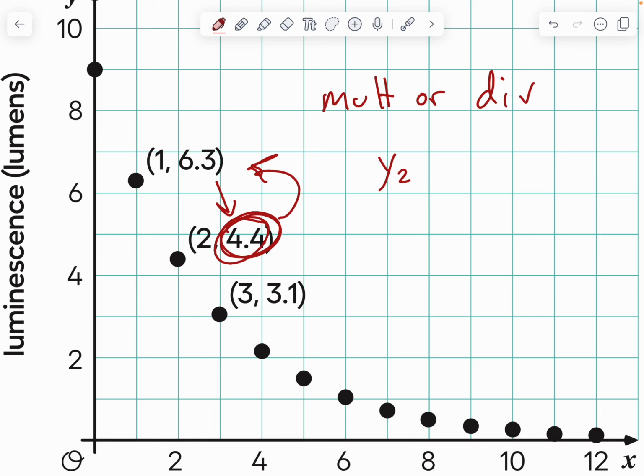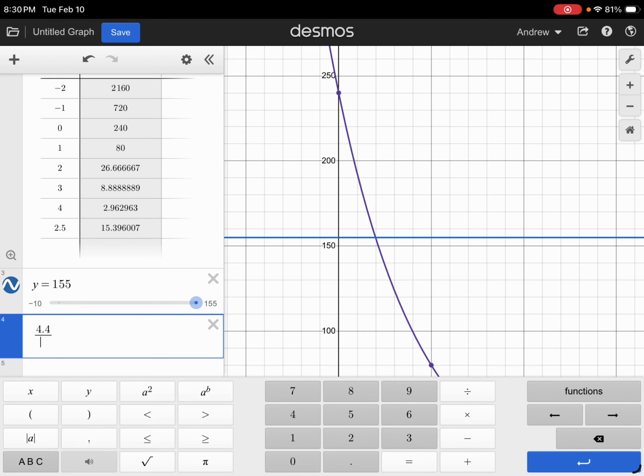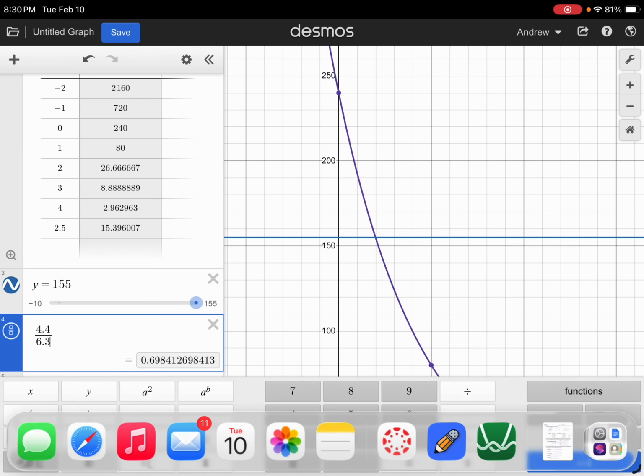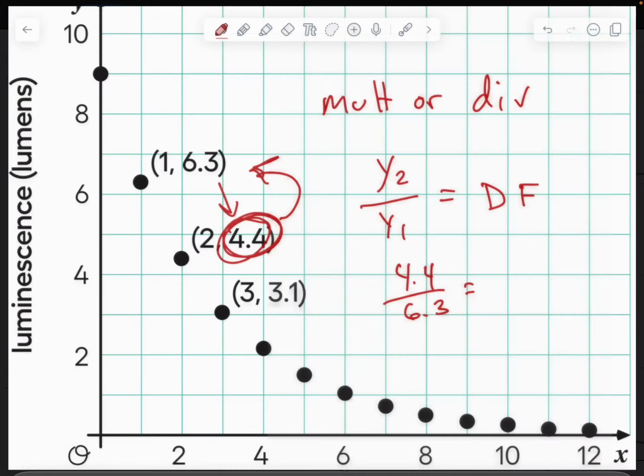So you're going to take y2 divided by y1, and that's going to give you your growth, or in this case, decay factor. Okay, so 4.4 divided by 6.3. We're going to plug that in our calculator. 4.4 divided by 6.3, and that tells us that it is 0.69841 and some change. If I want to change it to a fraction, it's 44 over 63, so that doesn't help us at all. So just 0.698.